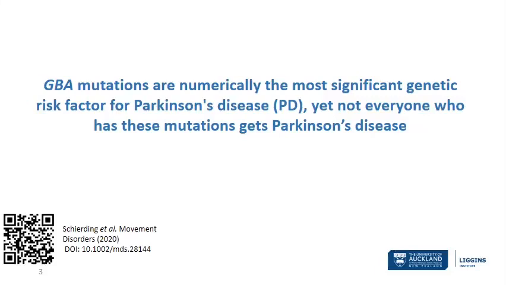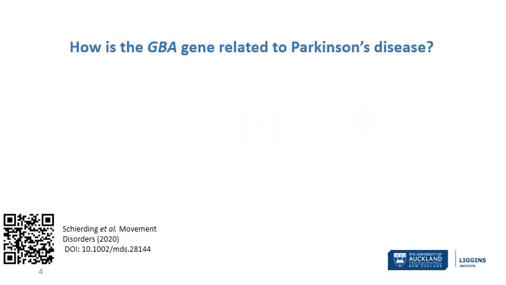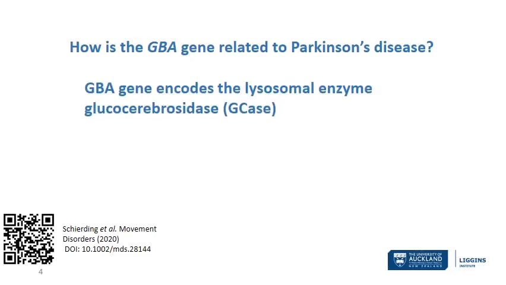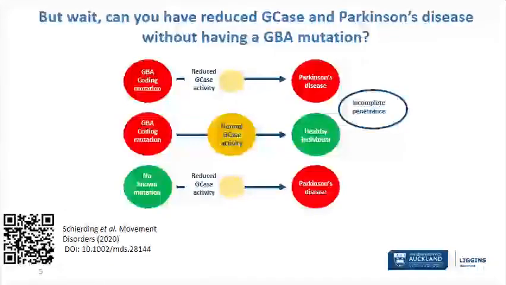So GBA mutations are numerically the most significant genetic risk factor for Parkinson's disease, but not everyone who has a GBA mutation gets Parkinson's. So how is GBA related to Parkinson's disease? Well, the simple fact is that GBA encodes the lysosomal enzyme glucocerebrosidase. When glucocerebrosidase levels drop, alpha-synuclein levels seem to go up, and of course alpha-synuclein forms part of the major deposition of the Lewy bodies that are classically diagnostic of Parkinson's disease.